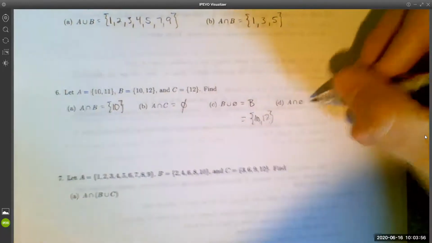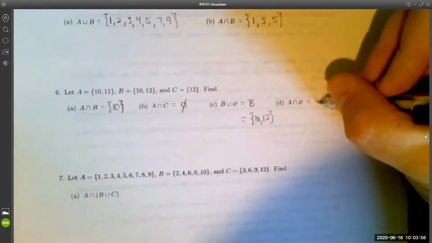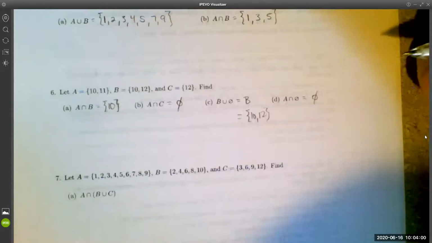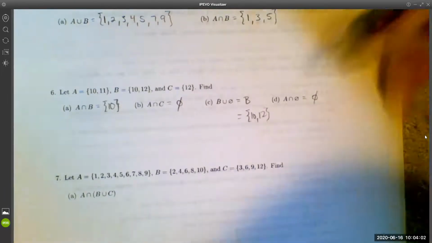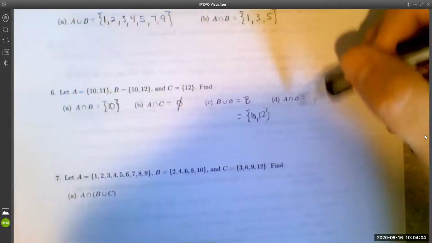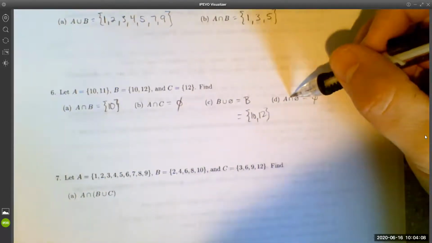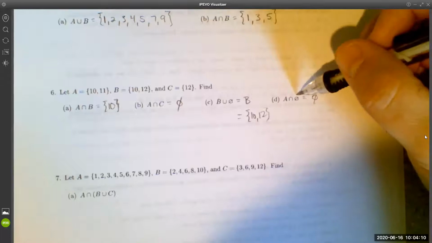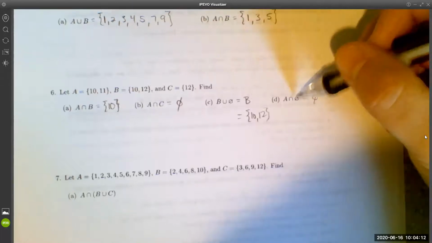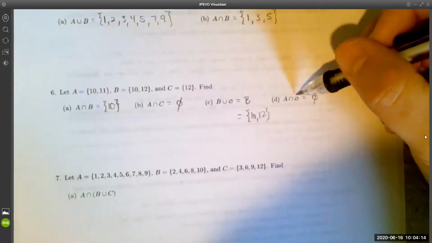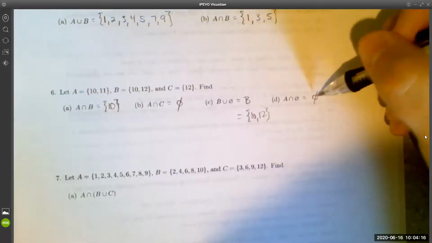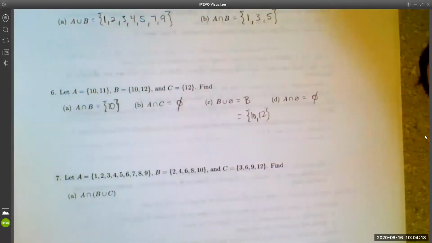A intersect empty set, on the other hand, is just the empty set. Since there's nothing in the empty set, and since the intersection is all of the elements that A and the empty set have in common, they don't have anything in common. So there is nothing in the intersection. The intersection would just be the empty set.